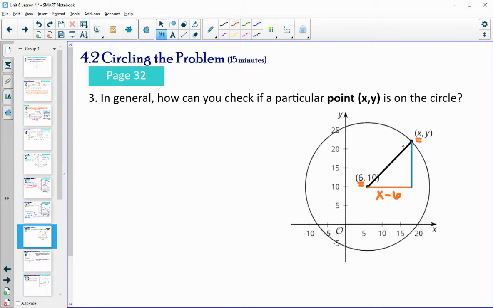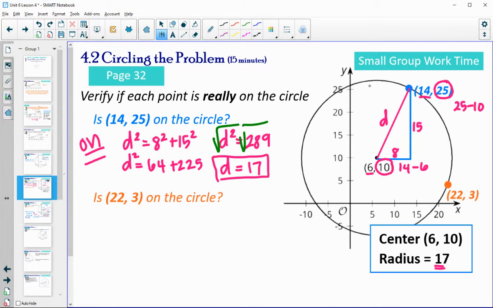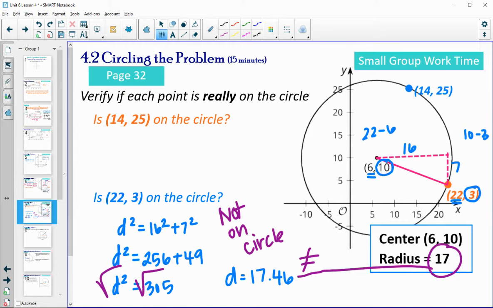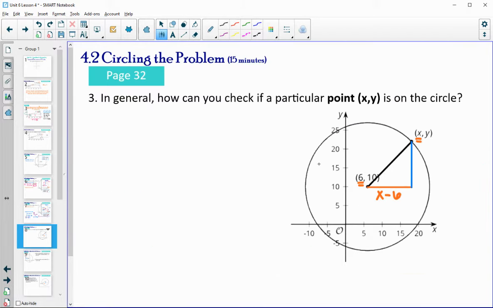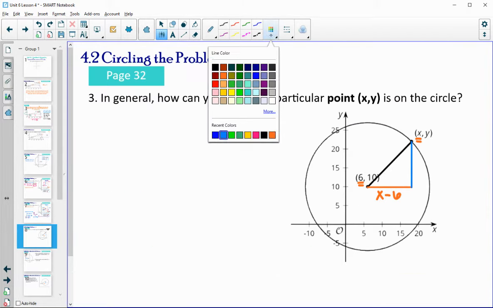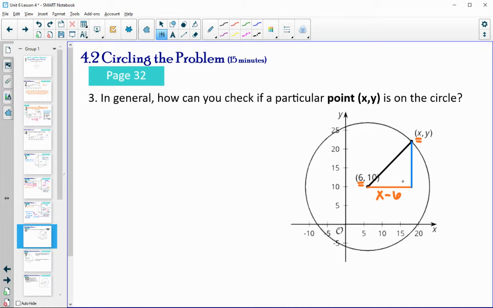So x minus 6. Remember, this was 14 up here, so we did 14 minus 6 for this one. Or in this case, it was 22 and 6, so we subtracted 22 and 6 to get that length. And then what do we do for the height? This height is the y coordinates, that vertical distance. We compared the y coordinates and found the distance between those, which again is the difference. Subtract them. So y minus 10 will give you the height of this triangle.